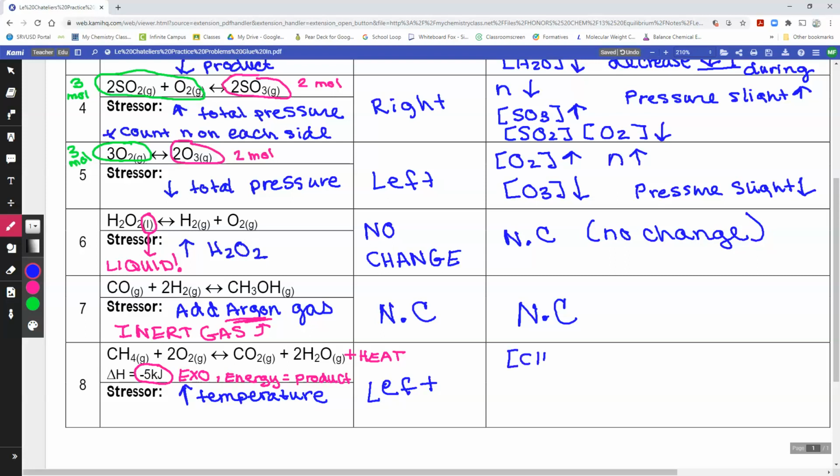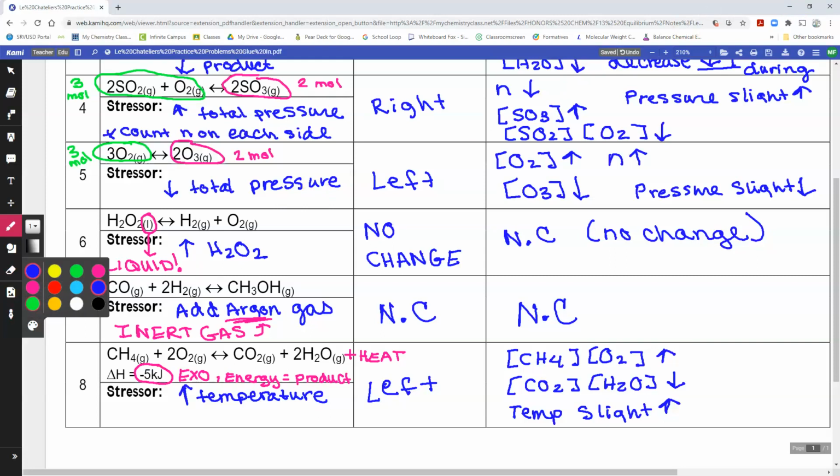If I'm going to the left, my concentration of CH4 and of O2 are going to increase. My concentration of CO2 and H2O are going to decrease. The temperature change is going to have a slight increase. Just like all of our other stressors. We can't go back to where we started, but at least that temperature will be a little bit lower than when it was at its worst point. Okay.